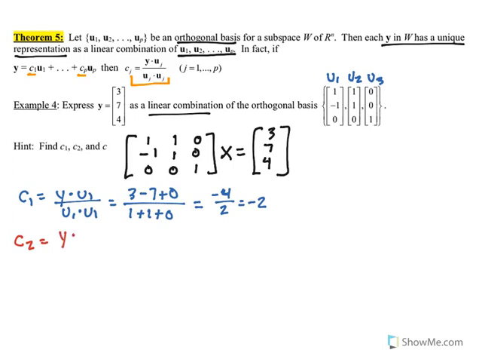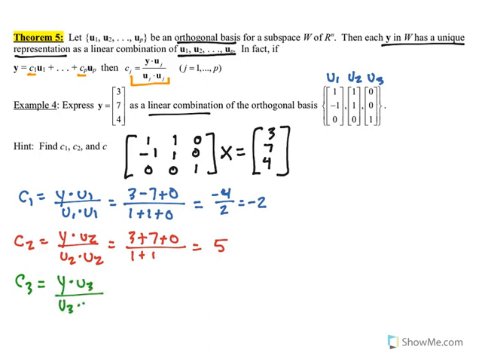Y dotted with u2 over u2 dotted with u2 is going to be 3 plus 7 plus 0 over 1 plus 1. So this will be 5. And last but not least, c3 will be y dotted with u3 divided by u3 dotted with u3. So that gives me 0 plus 4 divided by 0 plus 0 plus 1. So the final answer is 4. So we have found the solution using just the dot product.